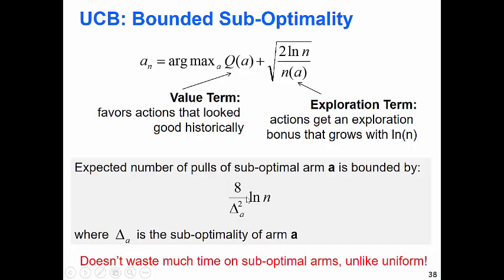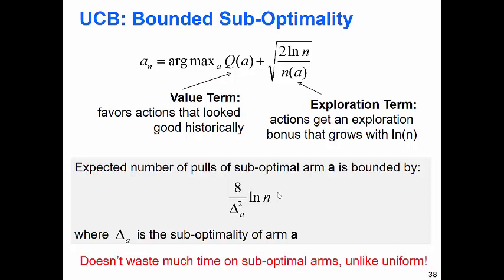But the key thing is this log n, right? It's order log n, and so suboptimal arms are only going to be pulled on the order of log n within n steps. Does that make sense? So that's not many times. And so if you add up all of those log n pulls roughly for all the k minus 1 suboptimal arms, all the other pulls are going to go to the optimal arm, right?